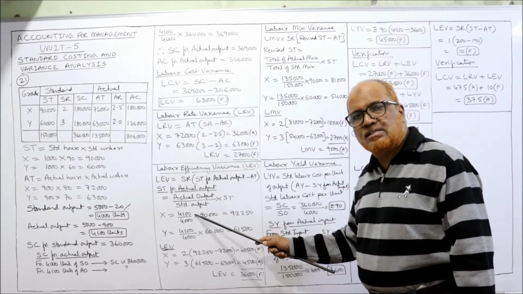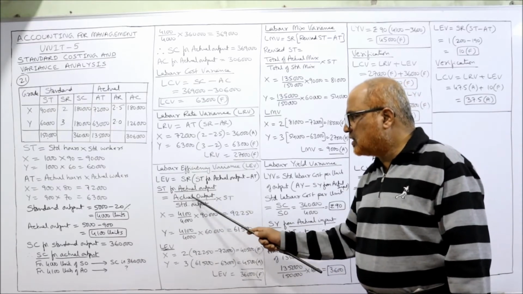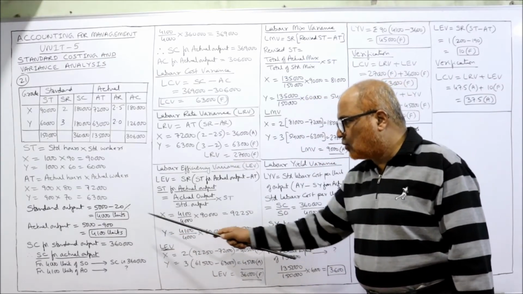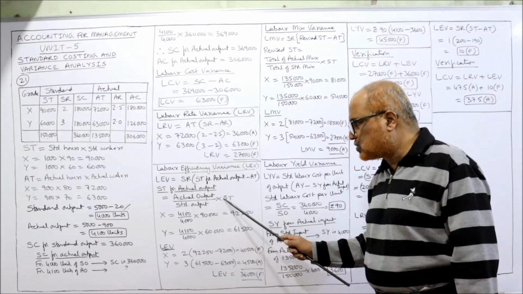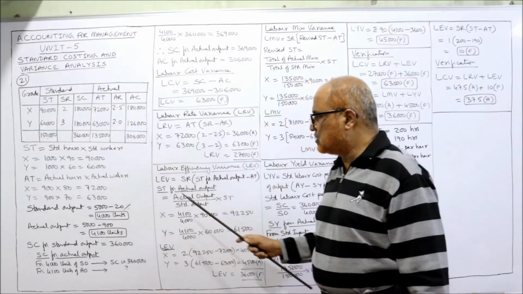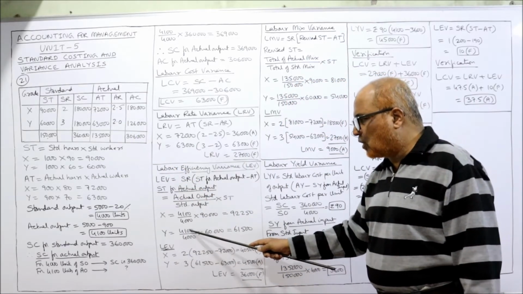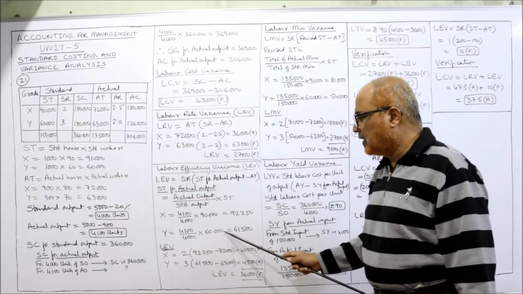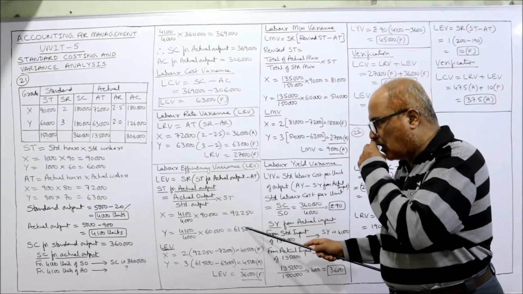So how to calculate standard time for actual output? Actual output by standard output into standard time. For X, what is the actual output here? 4,100. What is the standard output? 4,000. So 4,100 divided by 4,000 into standard time. What is the standard time of X? 90,000. So you will get 92,250. Similarly, Y, 4,100 by 4,000 into 60,000 standard time. You will get 61,500. We got the standard time for actual output.